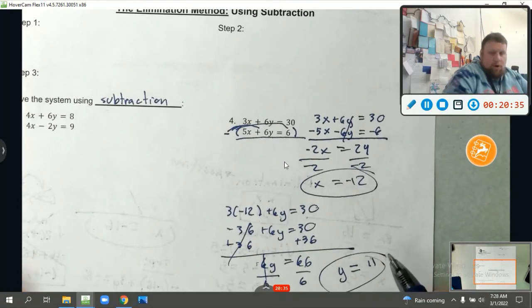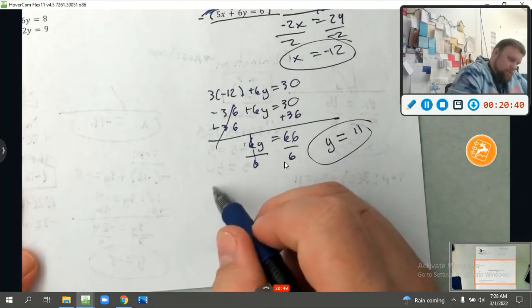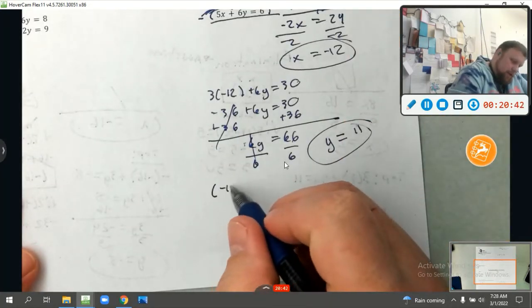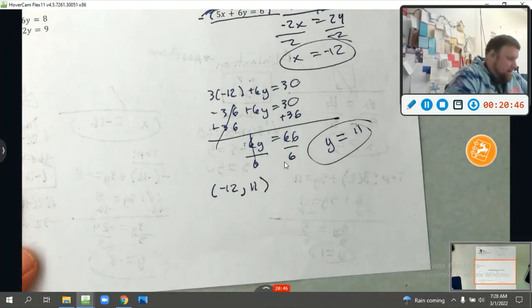So our ordered pair that we should have is negative 12, 11. Got to put that in the right order. X first, right? And then y. Let's try it out. Let's see what happens here.